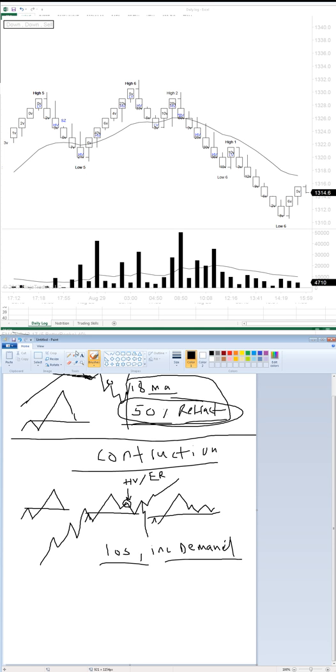So you want to look for something's up. Okay, and by the way, there's also springs and upthrusts. So I'm going to give some examples of upthrusts today, that I took one. So the first thing here is context.